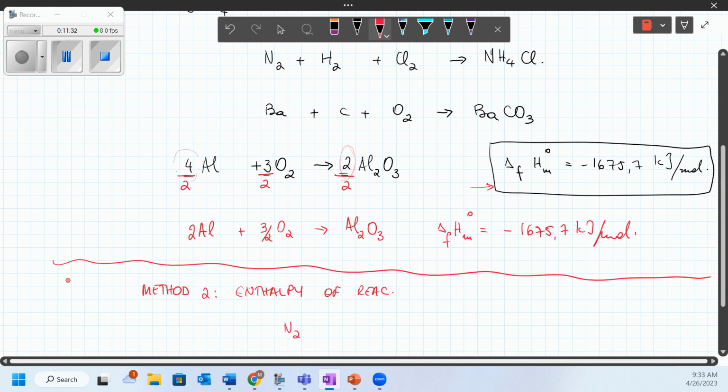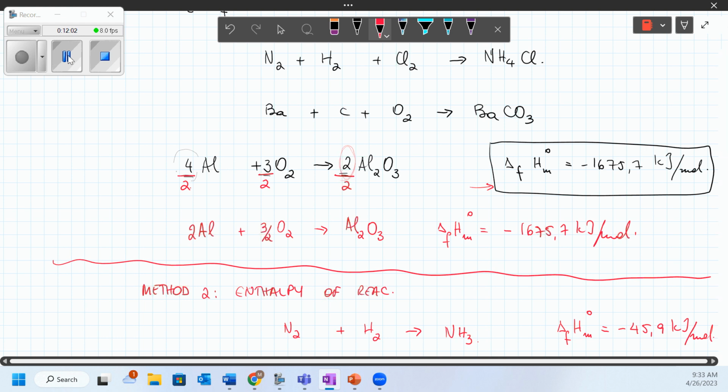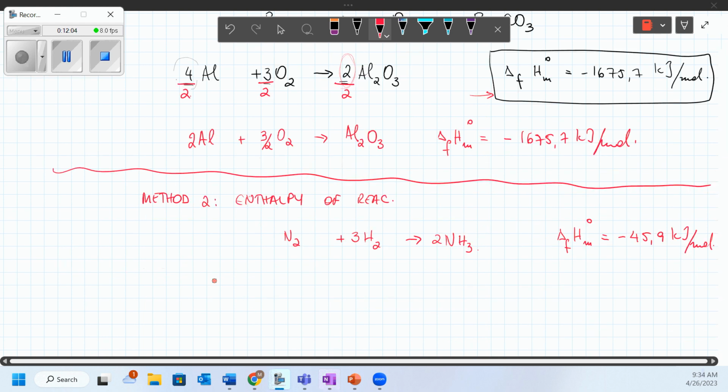So then we have N2 plus H2 gives NH3. I'm not worried about the state of matter here because that is not my focus now. And then what do we have from the data booklet? The molar enthalpy of formation at standard conditions is negative 45.9 kilojoules per mole. Good. Let's see now, how can we balance this reaction? This will be the balanced reaction.